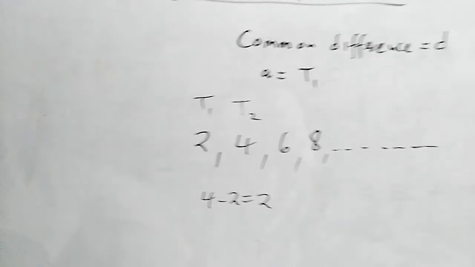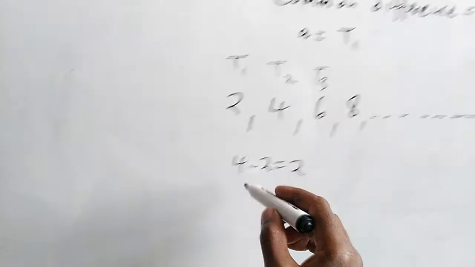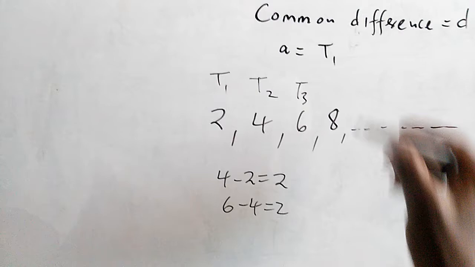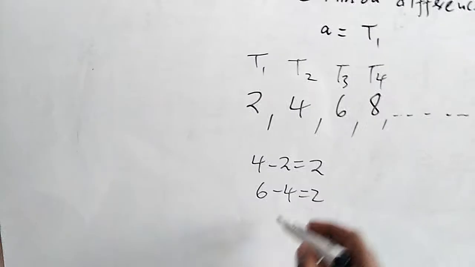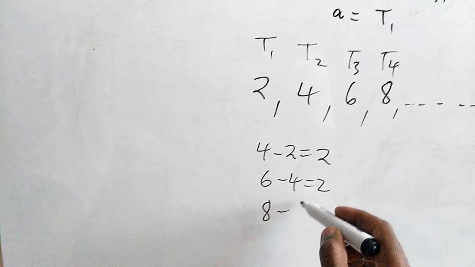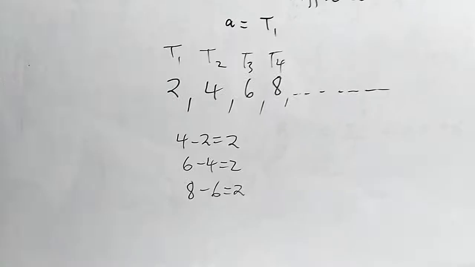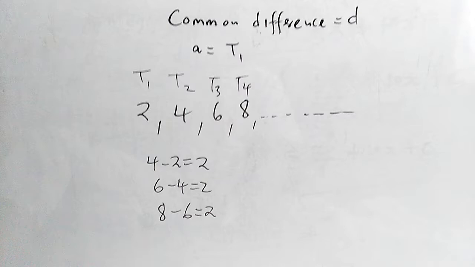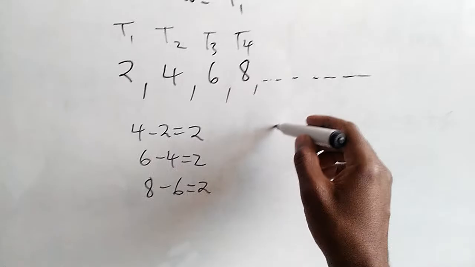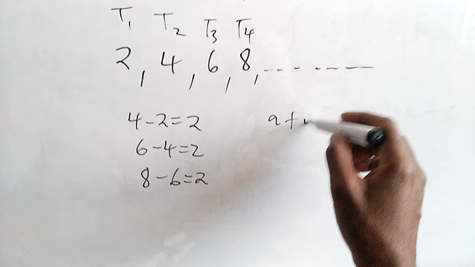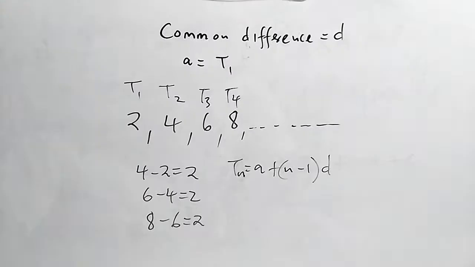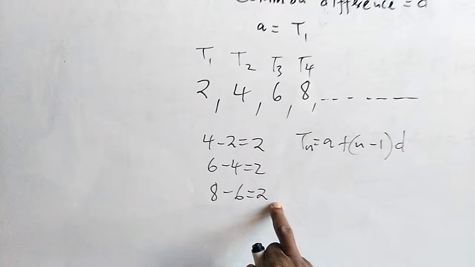Look at term number 3, take away term number 2. Term number 4, take away term number 3. It's giving us a common difference of a positive value. That's when we can use it in our equation to find the term that we want. D will always be positive, the common difference will always be positive, when the numbers are in ascending order.